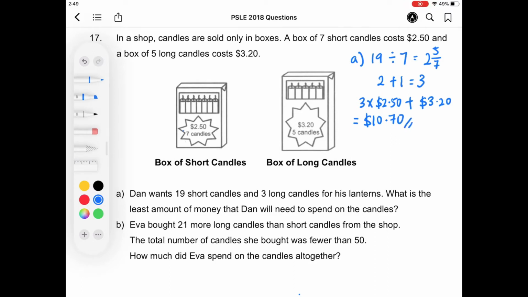Part B. Eva bought 21 more long candles than short candles from the shop. The total number of candles she bought was fewer than 50. So this is an important clue here. How much did Eva spend on the candles altogether?